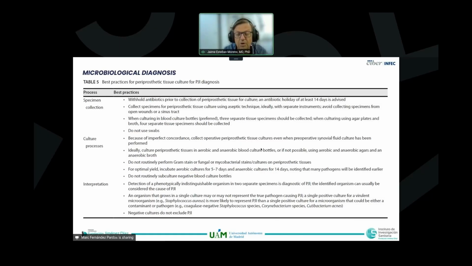The detection of two identical microorganisms in two different specimens is diagnostic of prosthetic joint infection. If only one microorganism is positive in only one sample, and the microorganism is a true pathogen like Staph aureus or Pseudomonas aeruginosa, it is probably the cause of the infection, but it cannot be considered a definite diagnosis of infection, as we can see in the next slides.